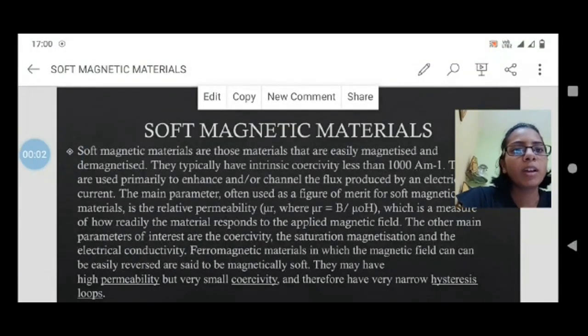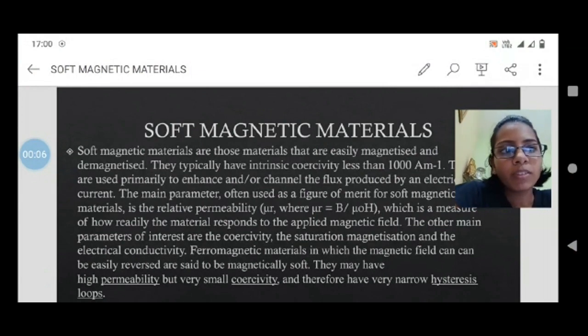Hello everyone, I am Shravani Dhere from FE ECS. Today I am here to give an introduction on soft magnetic materials. What are soft magnetic materials? Soft magnetic materials are those materials that can be easily magnetized or demagnetized. Magnetized in the sense they become a magnet itself, and demagnetized they lose their magnetism.